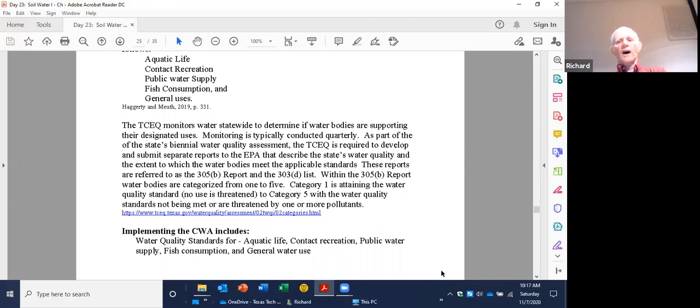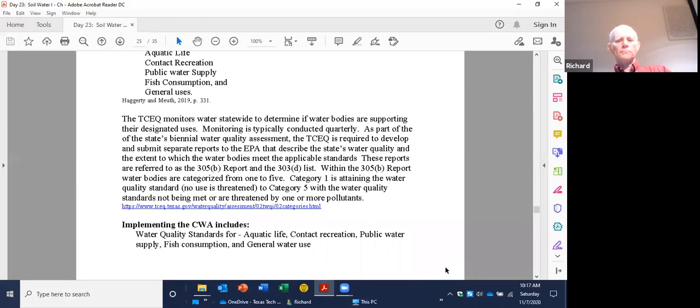Within the 305B report, water bodies are characterized 1 to 5. Category 1 is attaining water quality standards with no threatened use. And then it decreases to category 5 where water quality standards are not being met and are threatened by 1 or more pollutants.